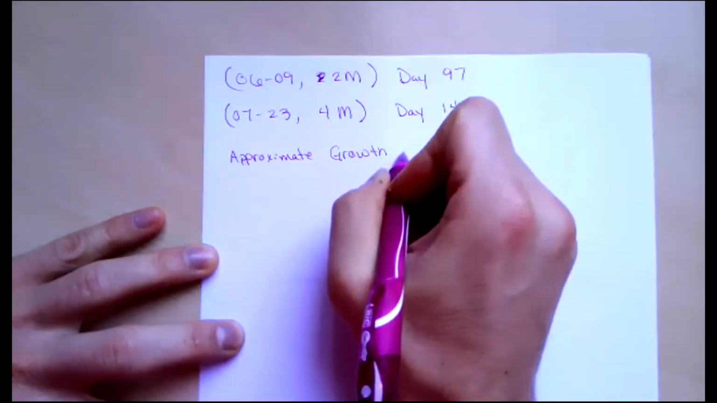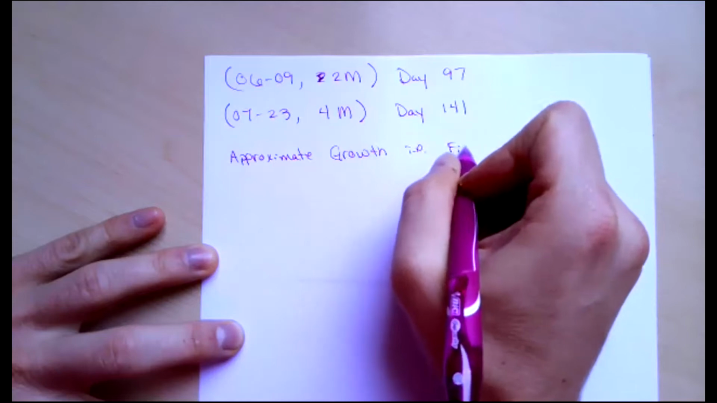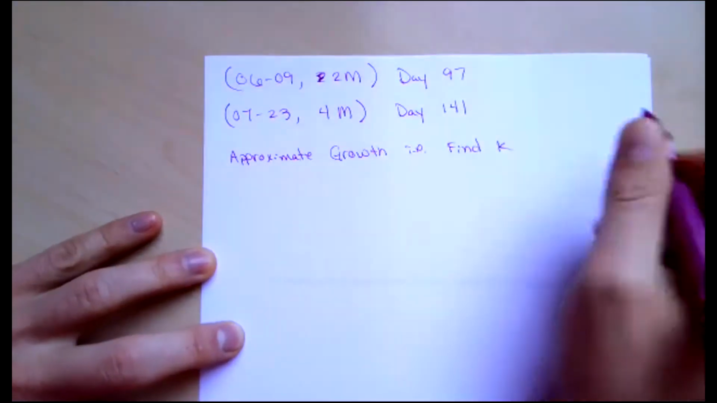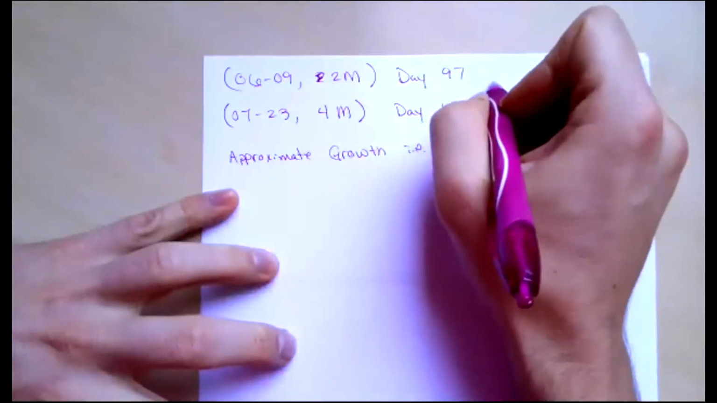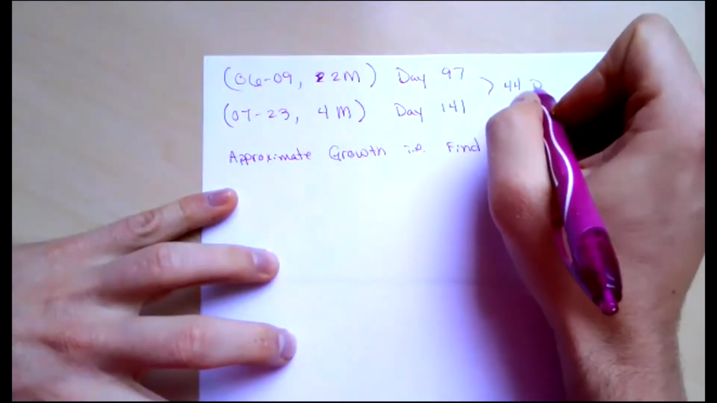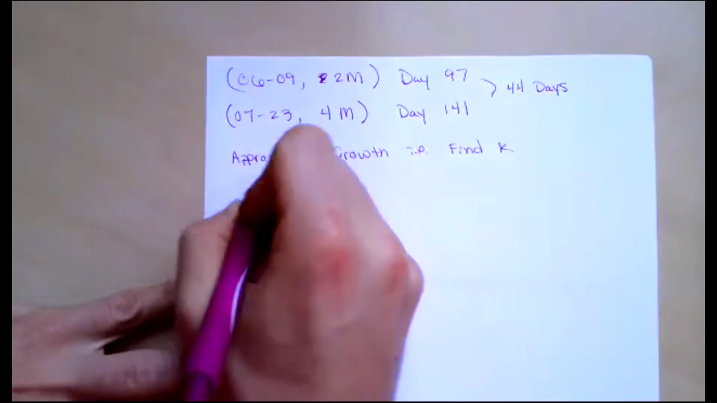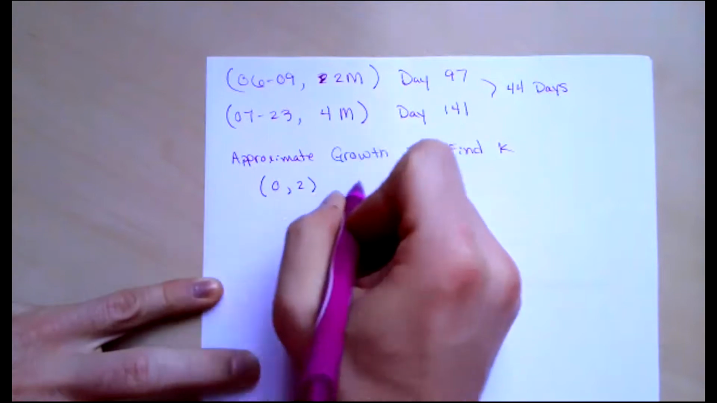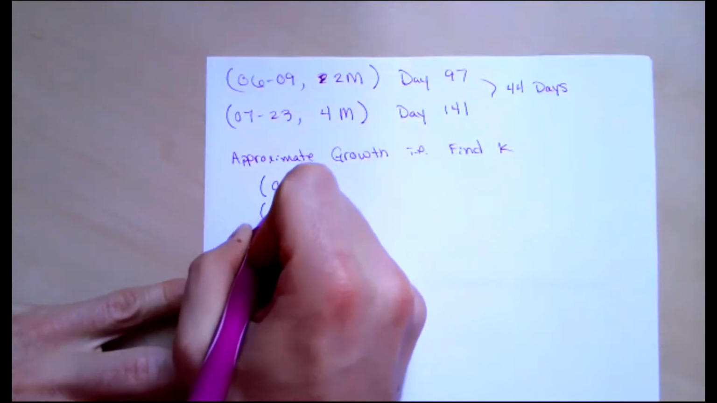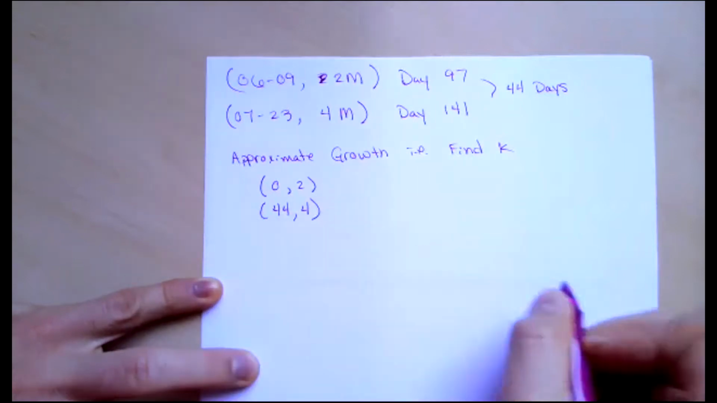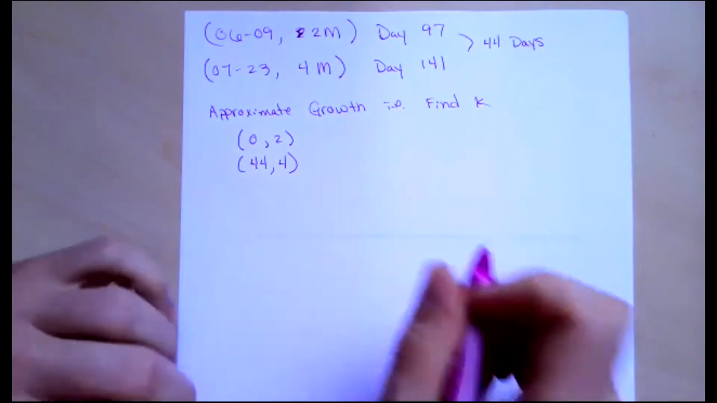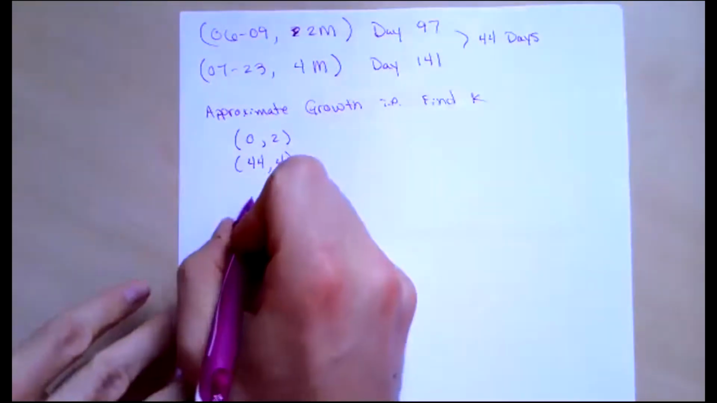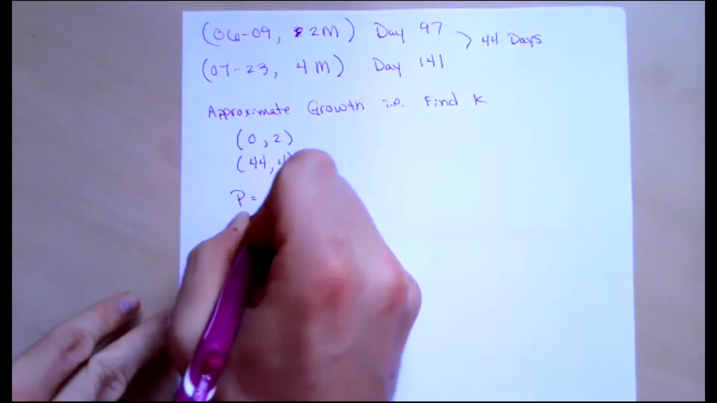So we want to find k. How many days were between there? What's 141 minus 97? That is, 3 and 41, so 44. So we can count our points as 0 days at 2 million, and then 44 days later, we're at 4 million. If we want to find this rate of growth, we are going to have the same function.